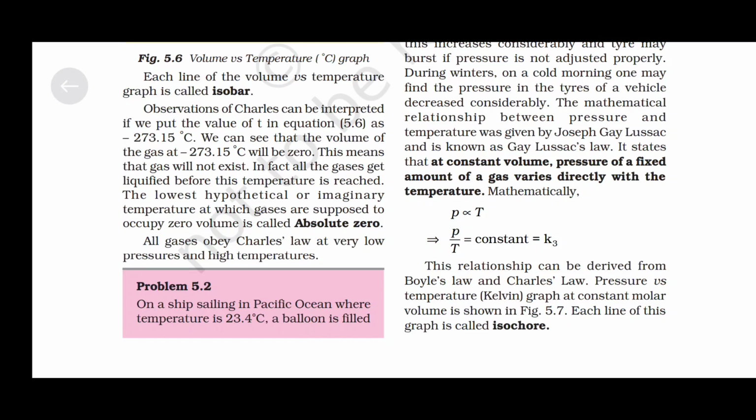The observation of Charles can be interpreted if we put the value of t in the equation as minus 273.15 degrees Celsius. We can see that the volume of the gas at minus 273.15 degrees Celsius will be 0. This means that the gas will not exist. In fact, all the gases get liquefied before this temperature is reached. The lowest hypothetical or imaginary temperature at which gases are supposed to occupy zero volume is called absolute zero.